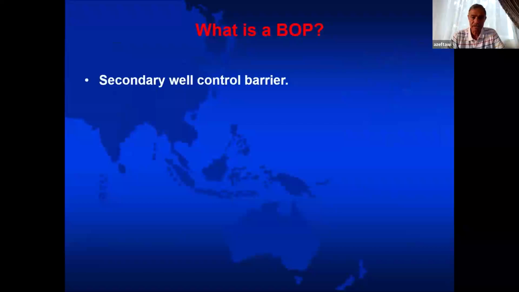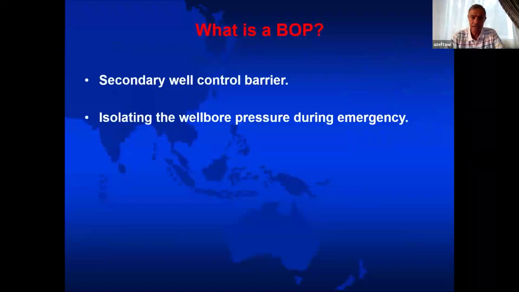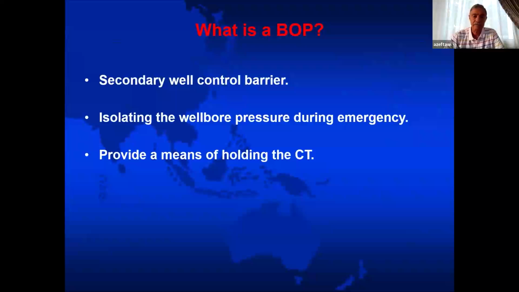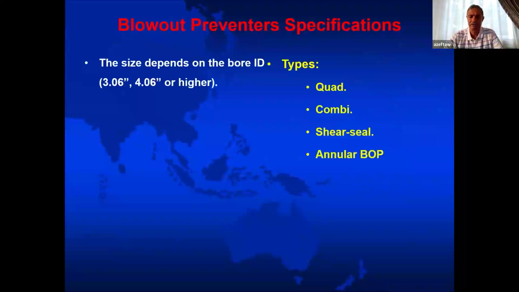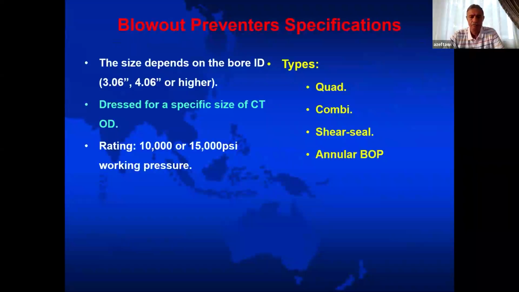Our secondary barrier in coiled tubing is the BOP, isolating the well pressure during an emergency and providing a means of holding the coiled tubing. We have many types: single, combi, quad BOP, annular BOP. We have different sizes. We have different pressure ratings: 2,000, 3,000, 5,000, 10,000, 15,000. We have BOP for standard service, and we have BOP for H2S service.